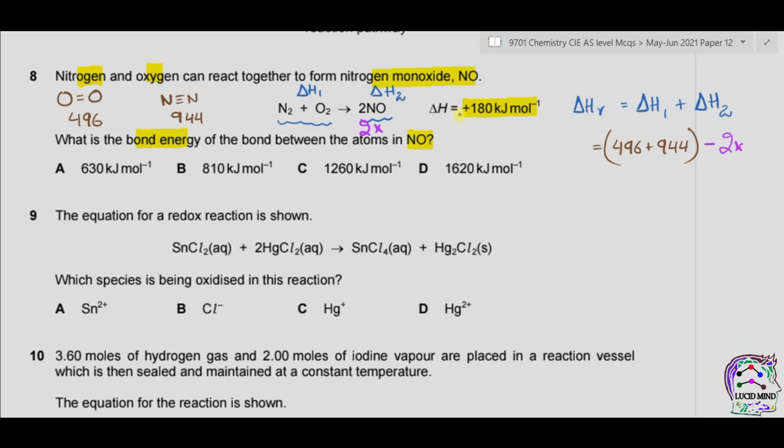Total energy is given, which is the overall energy of the reaction. It is 180. Now we can rearrange the equation. X equals 630 kilojoules per mole. This represents the bond energy between nitrogen and oxygen. Answer is therefore A.